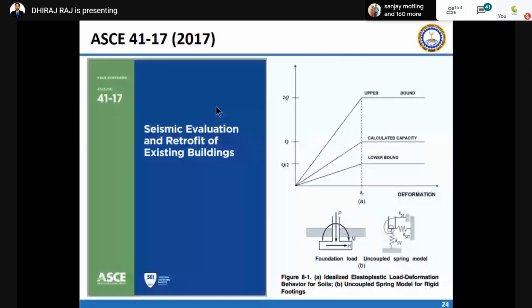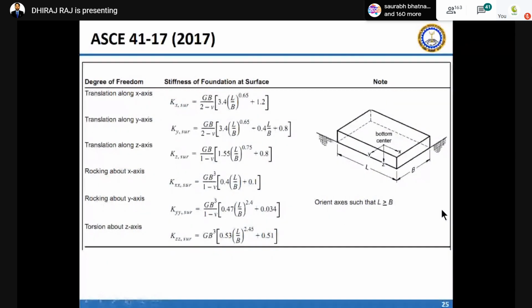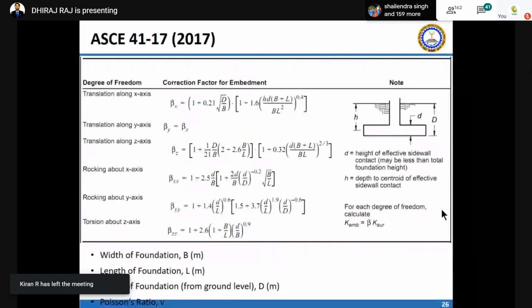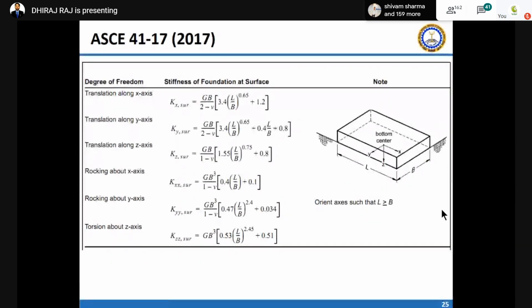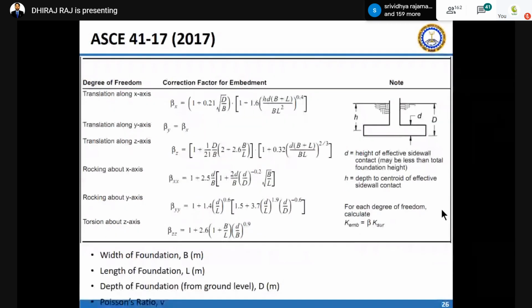I am telling you one example: the foundation springs, you can see KSH, KSB, and KSR. These are elastic springs which can be calculated from the equations recommended in the code. This is for the surface foundation. If the foundation is embedded inside the soil and embedment is there, you have to multiply by these embedment factors to get the values at the foundation level at different depths, H, D.